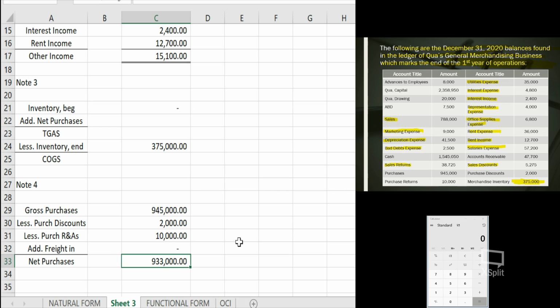933,000. Don't forget to double rule. So this one will be 933,000. And the breakdown or the computation can be found in note number 4. Ayan. So total goods available for sale will be equal to our net purchases since 0 naman yung ating beginning inventory.